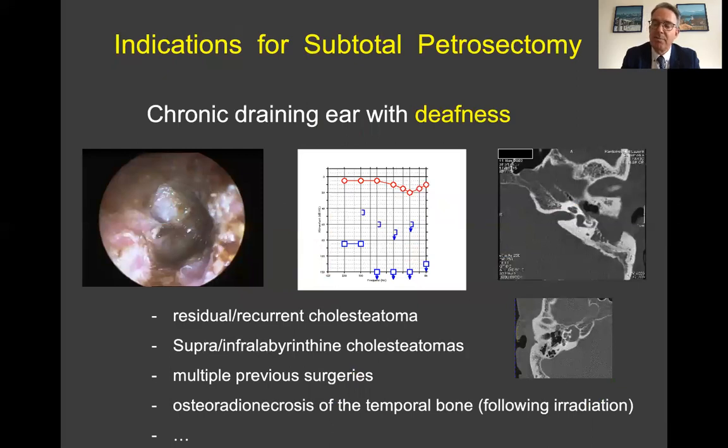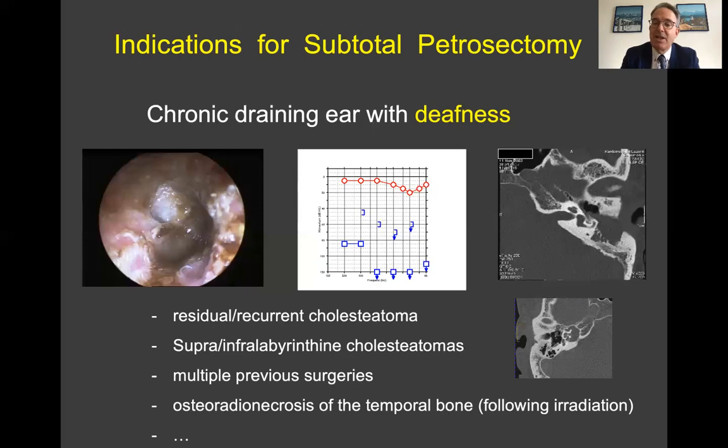The second group, but a much smaller one because it's rare, are the supralabyrinthine or infralabyrinthine cholesteatomas, which go, as you see in the lower right corner, the CT scan. Here is the cholesteatoma extending beyond the cochlea, and the approach is therefore a subtotal petrosectomy with removal of the cochlea to completely remove these cholesteatomas. In brackets, they usually present as slowly progressive facial palsies.